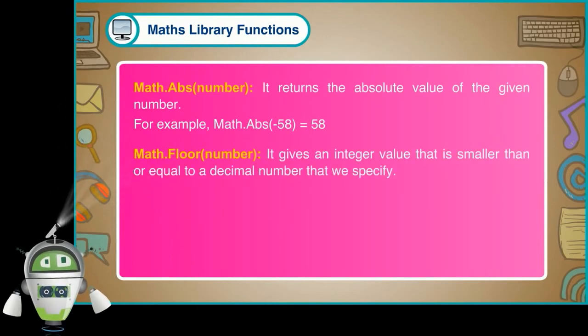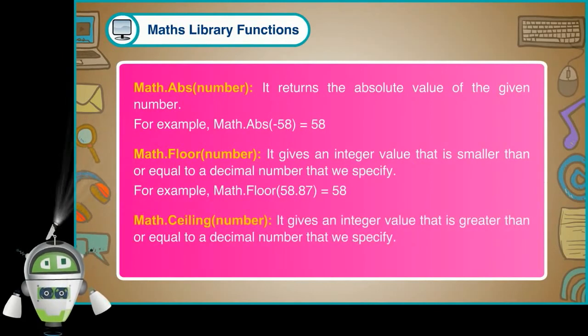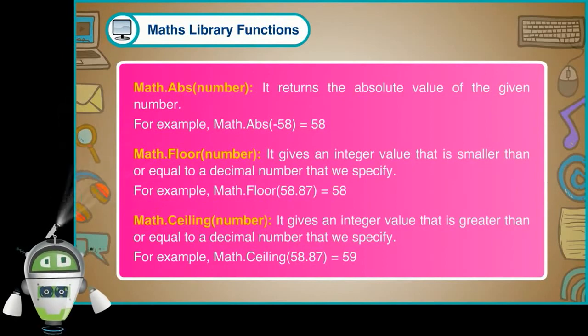Math.Floor(number). It gives an integer value that is smaller than or equal to a decimal number that we specify. For example, Math.Floor(58.87) is equal to 58. Math.Ceiling(number). It gives an integer value that is greater than or equal to a decimal number that we specify. For example, Math.Ceiling(58.87) will be equal to 59.